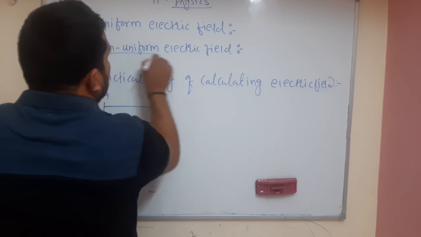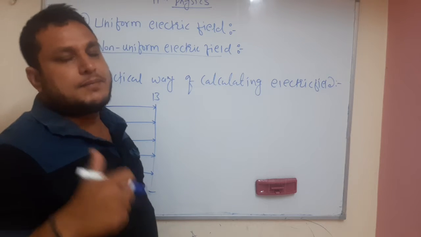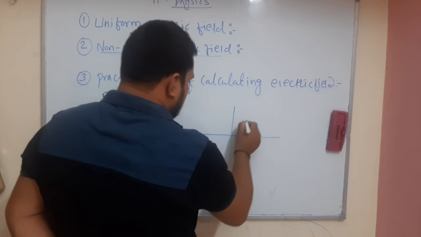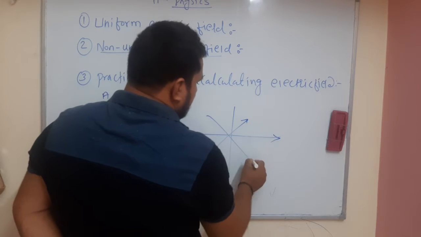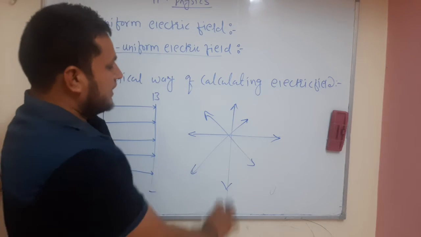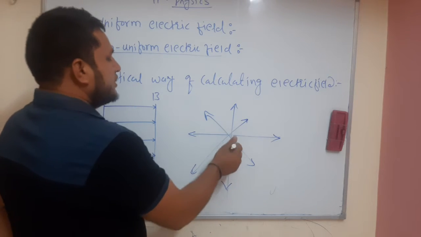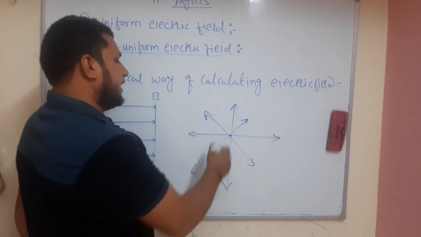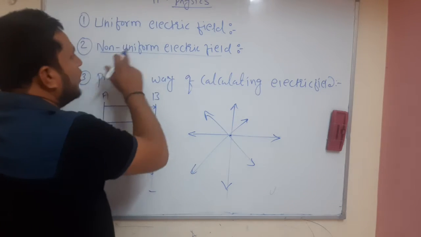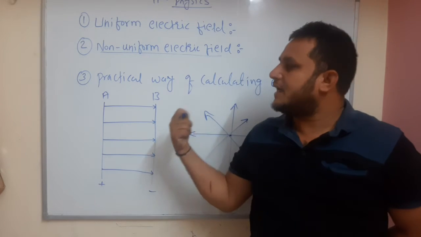Then next we are dealing with non-uniform electric field. In a non-uniform electric field, the magnitude is the same but the direction is not the same. For example, here we have the electric field like this. The magnitude of all the electric lines of force is equal but the direction is not the same. They scatter on every side of this point charge. Suppose this is the center point. Here you can see all the directions are different, that is called non-uniform electric field. The magnitude is the same but the direction is completely different.